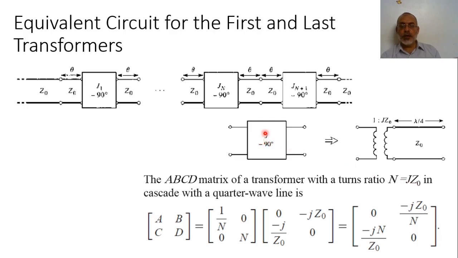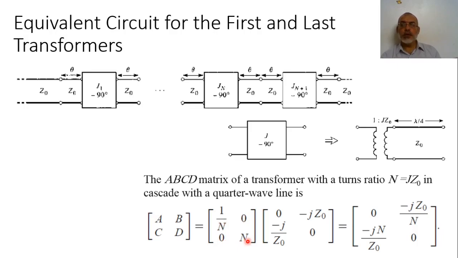J here is the ratio of the normalized inverter. So in terms of the characteristic impedance Z0, the ratio of the inverter N would be J multiplied by Z0. The ABCD of such an inverter in this case would be [0 1/N; N 0].